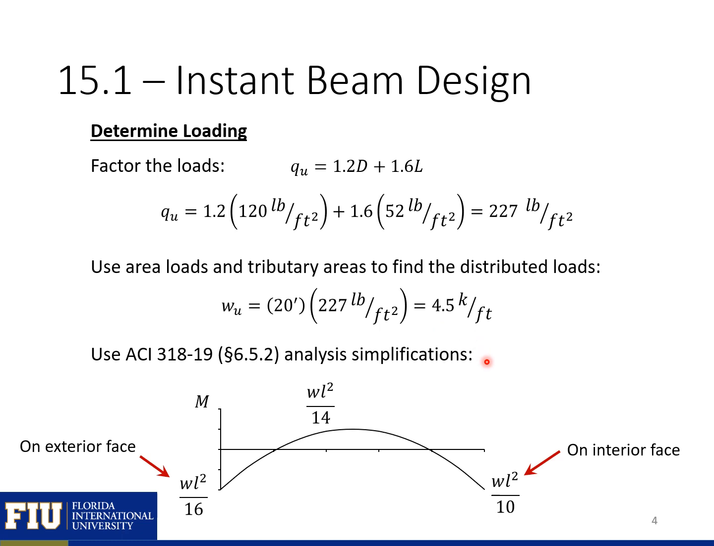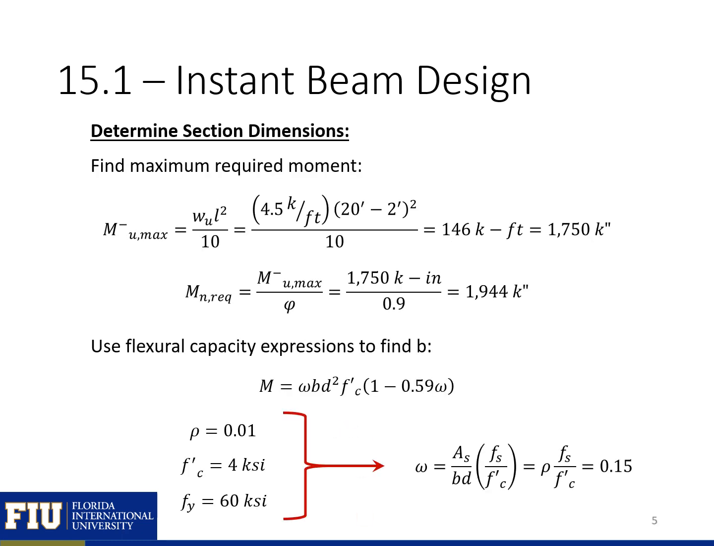We're going to assume that we have continuous beams from one span to the next. So we're going to use ACI 318 analysis simplifications. On the exterior face, we have WL squared over 16, negative moment. Interior face, a negative moment of WL squared over 10, and a maximum positive moment in the center, WL squared over 14. We can use these approximate moments to find our maximum required negative moment. So here you can see our maximum required negative moment is 1750 kip inches.